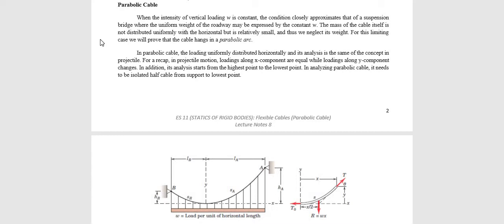Just a heads up, let's compare it to the catenary cable. The only load a catenary cable carries is its self-weight. Take note, again, the parabolic cable carries additional loads because its own weight is negligible, being a relatively small amount. But in the catenary cable, what it carries is the self-weight of the cable itself. Meaning, the weight of the cable is what we analyze in the catenary cable.